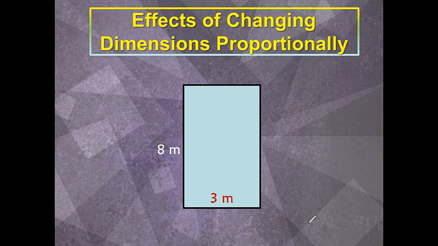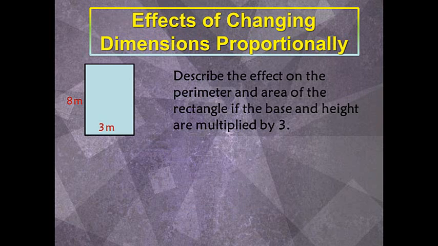Okay, now let's talk about changing the effect of dimensions proportionally. So if that's the case, we're no longer just changing one dimension, we're going to change both dimensions by the same amount. So I want to be able to describe the effect on the perimeter and area of the rectangle if the base and the height are multiplied by 3. So we're going to do both the base and the height. So let's look at the original perimeter.